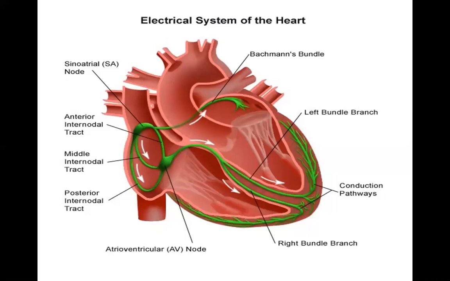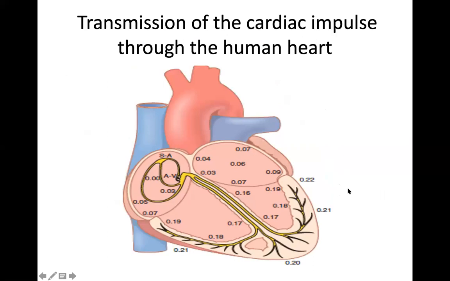It lies beneath the endocardium on the two respective sides of the ventricular septum and spreads downward toward the apex of the ventricle, progressively dividing into smaller branches. If you notice, they are divided into left and right, so you will note that there are small branches of the bundles distributed along the ventricles. So this is the transmission of the cardiac impulse through the human heart.